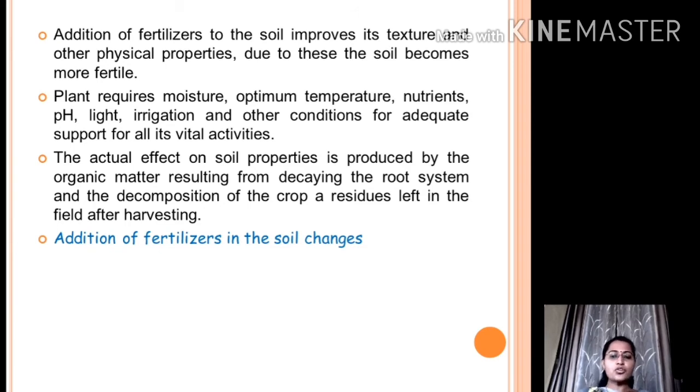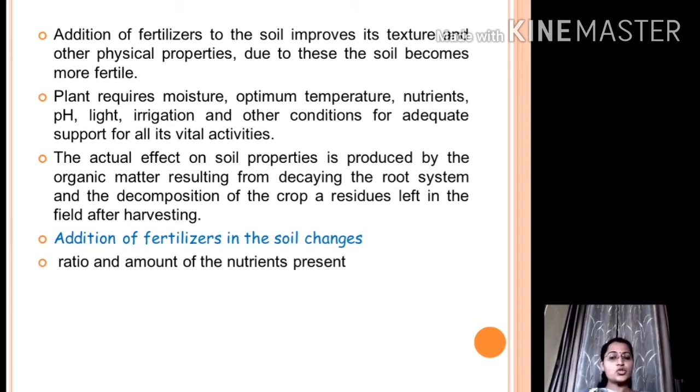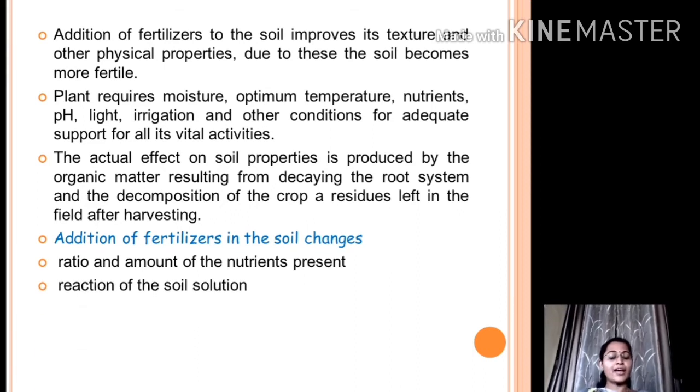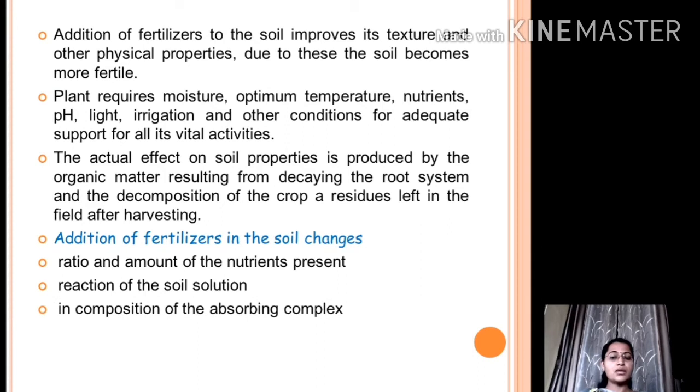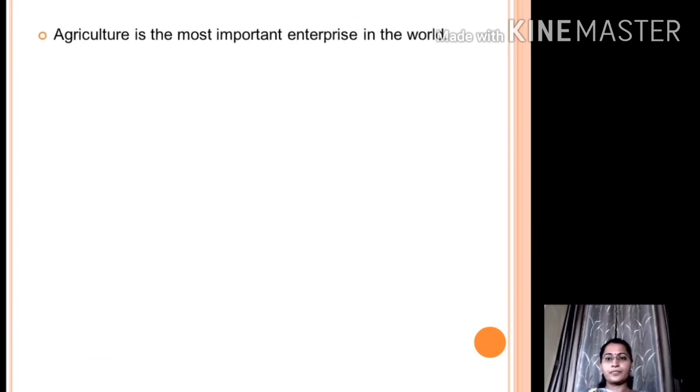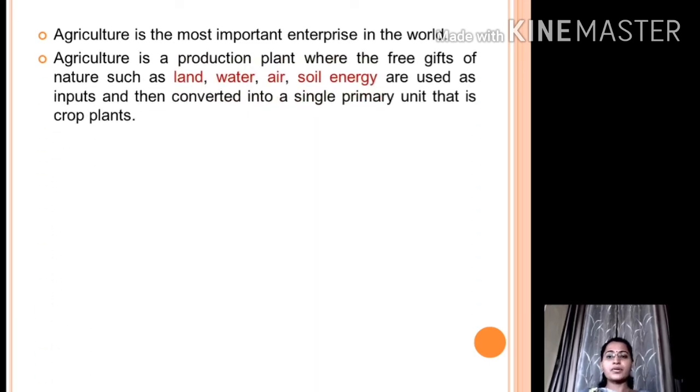Now, the addition of fertilizers in the soil changes the ratio and amount of the nutrients present, the reaction of the soil solution, the composition of the absorbing complex, and the activities of microbiological processes. Now then, agriculture is the most important enterprise in the world.